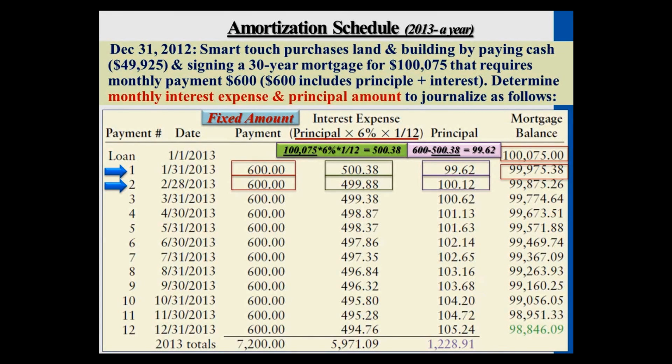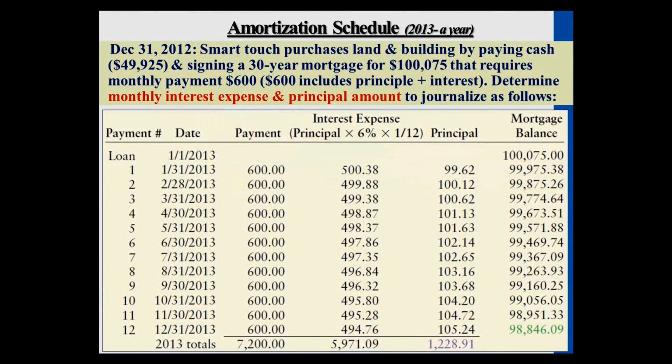These two columns, if you add these two numbers together, will always equal $600. Every single month, the part that you're paying for interest and the part that you're paying off the principal is different, because every month we have a different remaining mortgage balance, which is the total principal amount that we're paying.